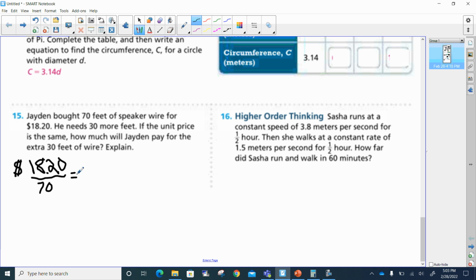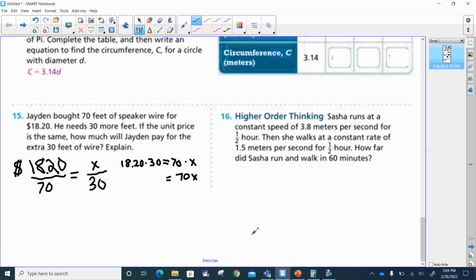We can make this equal to x over 30. We don't know how much money, but for 30 feet. So now let's cross multiply. This will give us 18.20 times 30. That has to equal 70 times x. We know 70 times x is 70x.